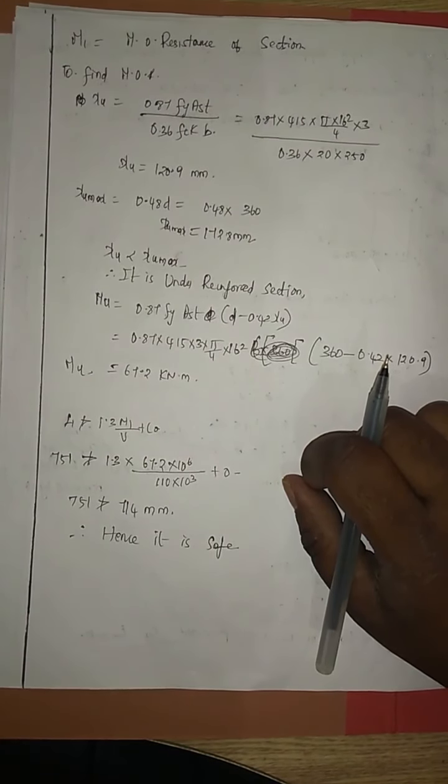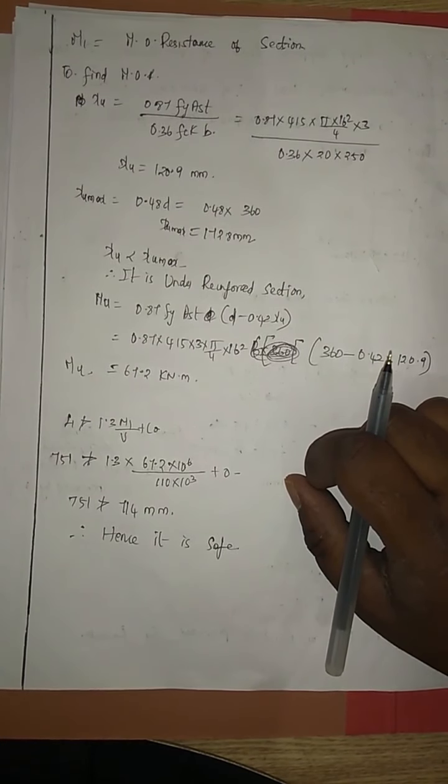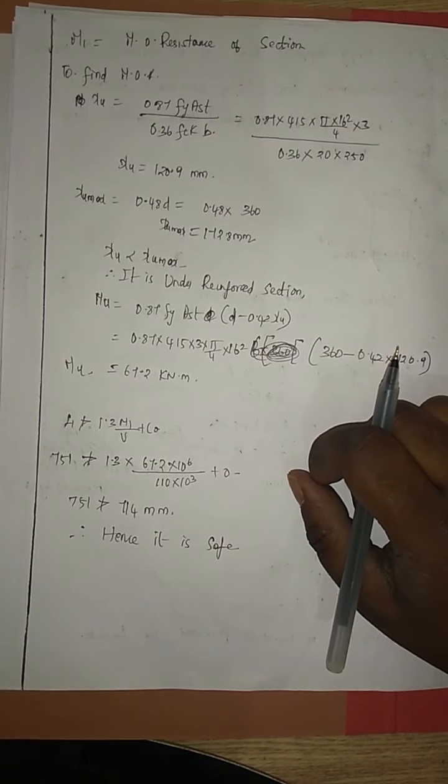You will find is it under reinforced concrete or over reinforced concrete. So how will you find under reinforced or over reinforced concrete? If XU is lesser than XU limit, that is called under reinforcement. If XU is greater than XU limit, it is called over reinforced concrete. First you want to find XU and XU maximum.